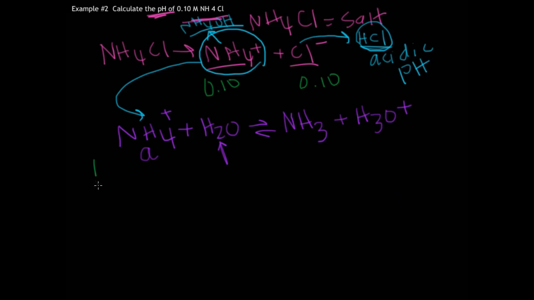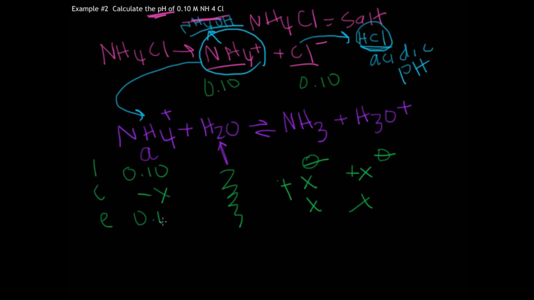Okay? Set up your ICE chart. So the ammonium is 0.10 molar. Water's liquid, we don't care. Nothing, nothing. All right? Let X equal something. Doesn't matter who you do. So this is X, this is X, this is minus X. 0.1 minus X. Set up your equilibrium expression, products over reactants. So we have X squared, X and X. This is 0.10. Remember, we're going to get rid of the minus X. Remember, we never ever put liquids in our equilibrium expression. So there we go.